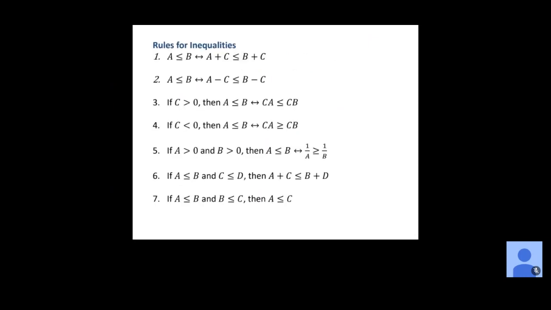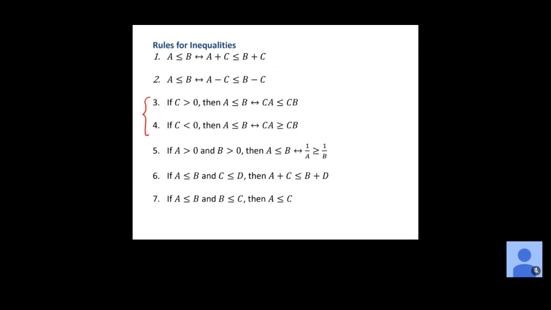Okay, so notice here our rules for inequalities. We still have that addition rule, right? We can add the same thing to both sides and the inequality is still true. Number 2 says we can still subtract the same thing from both sides. The inequality is still true. Here's where things get a little different.